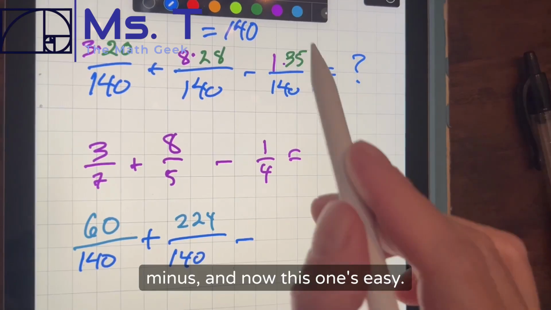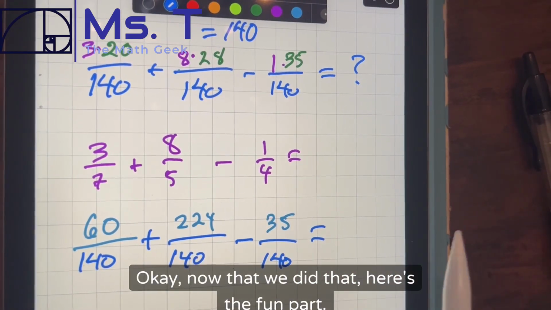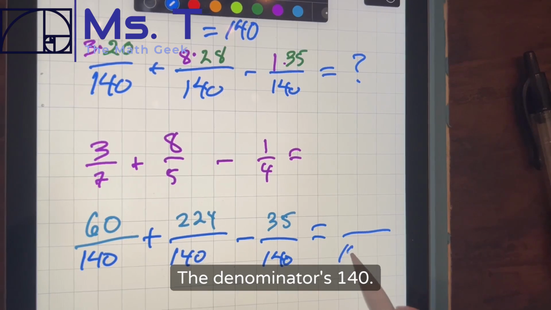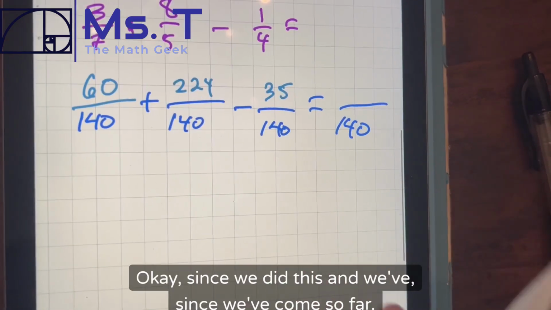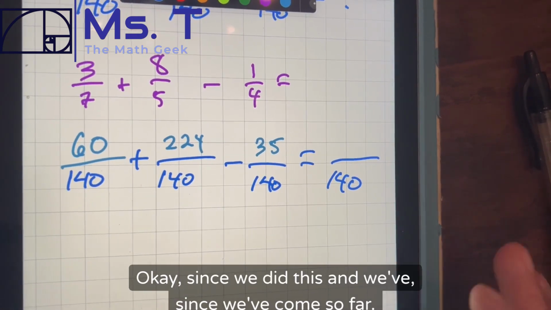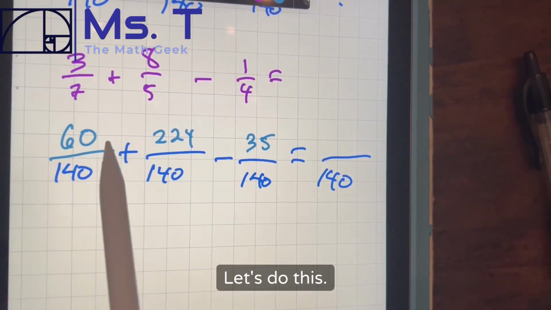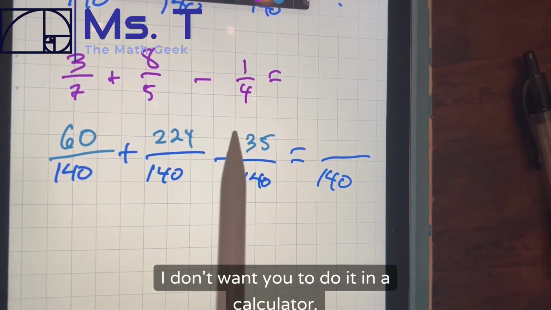Minus, and now this one's easy. We already talked about that. The big challenge was the 8. Okay, now that we did that, here's the fun part. The denominator is 140. Here I come to save the day. Okay, since we did this, and since we've come so far, let's do this. It's fun to do in your head. I don't want you to do it in your calculator, okay?